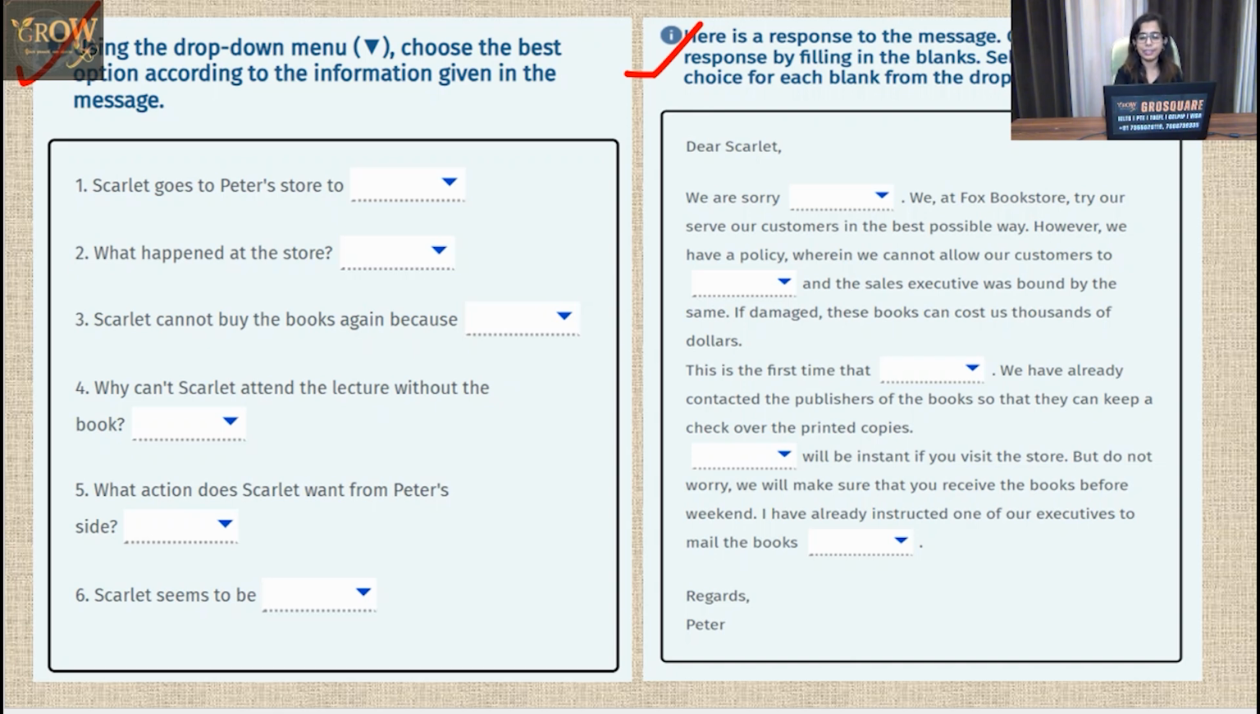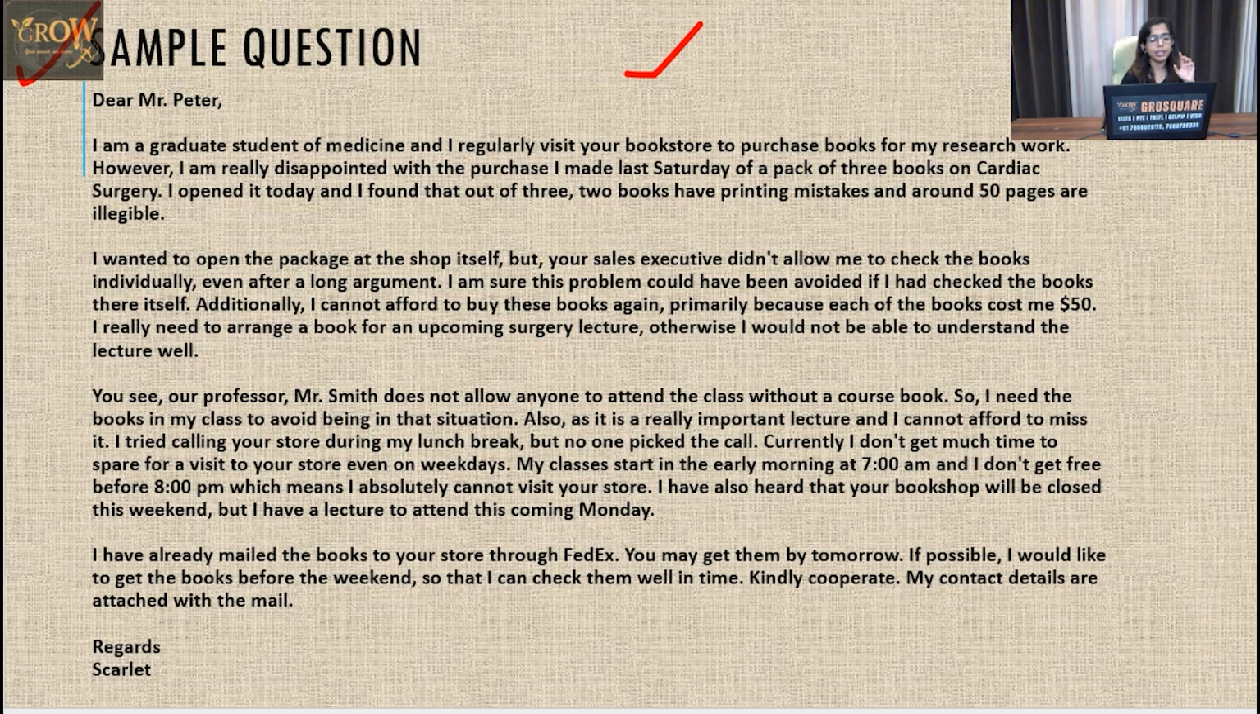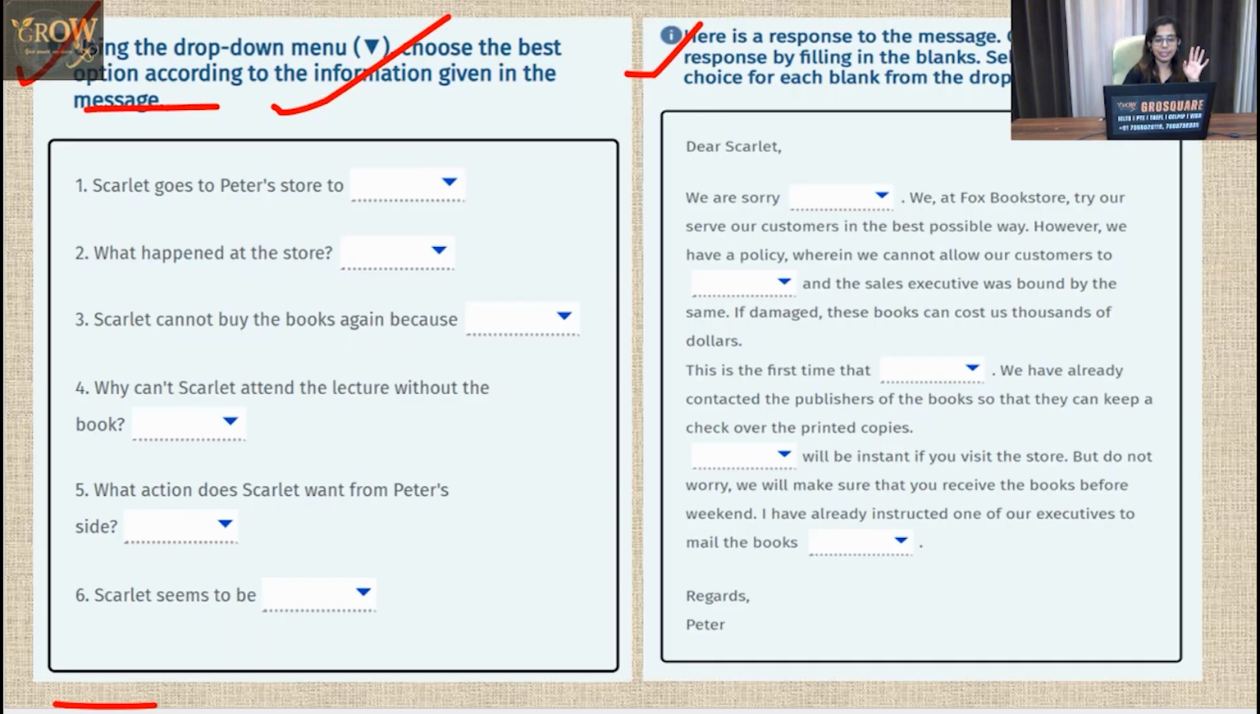But what is the next subsection? Subsection 2 is, in this, Peter has written the response to Scarlett, right? So in the first part, like in the question, the letter was written by Scarlett to whom? To Mr. Peter, right? But here in the second part, what we have got is that Peter is writing back. So we would be having 4 options over here, and what we need to do is derive the exact options, right?